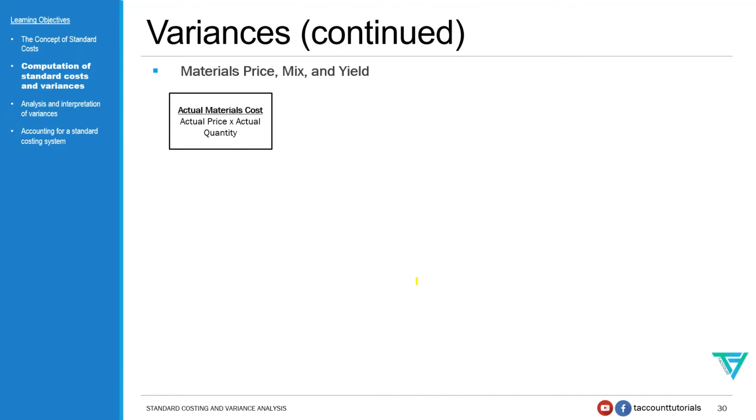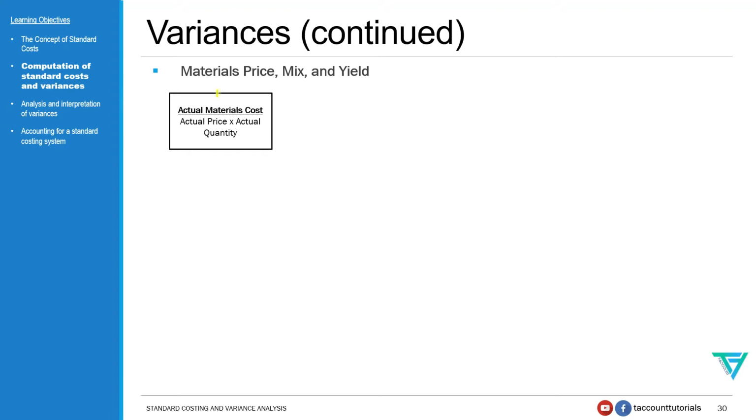So just a quick note with regard to material price, mix, and yield. We could use this type of analysis if we have more than one direct material type which is inputted into production, which is normally the case in practice. So more or less, materials mix and yield analysis would be applicable in practice.